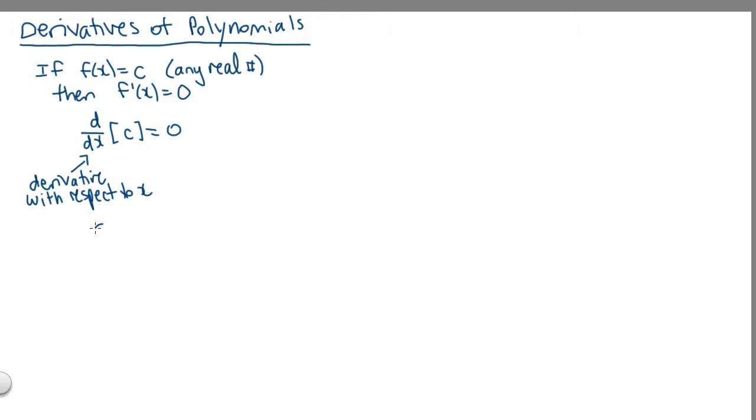Second rule allows us to deal with powers of x. So derivative with respect to x of something that looks like x to the n is equal to n times x to the n minus 1. And that's true whenever n is a positive integer.